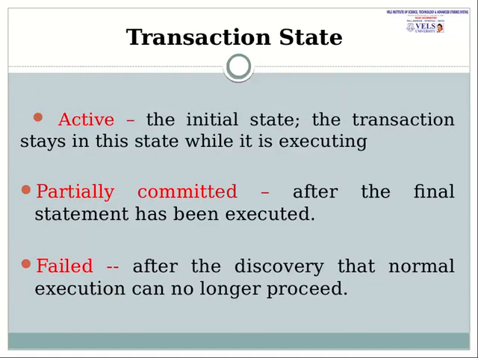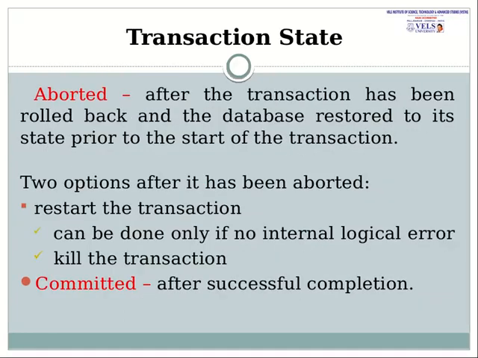Failed state means after the discovery that normal execution can no longer proceed. If the transaction can no longer proceed, it automatically fails and goes to the aborted state. Aborted state means after the transaction has been rolled back, the database is restored to its state prior to the start of the transaction. There are two options after it has been aborted: restart the transaction, if there was no internal logical error, or kill the transaction.